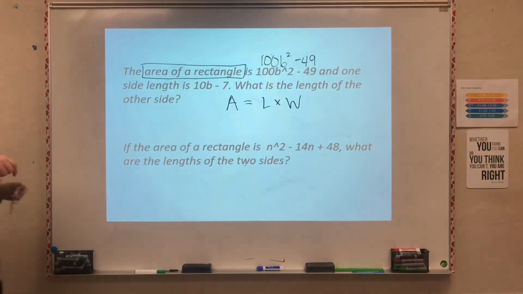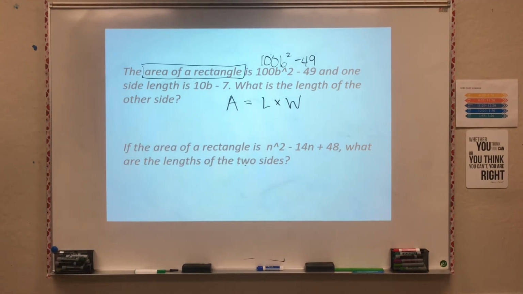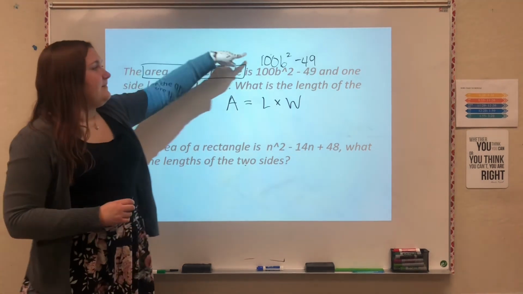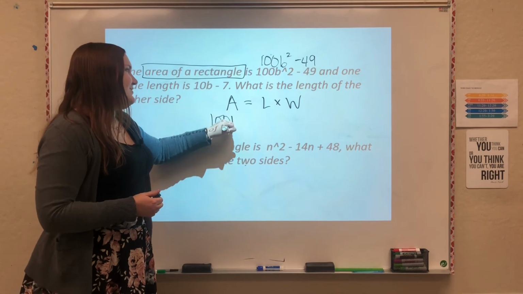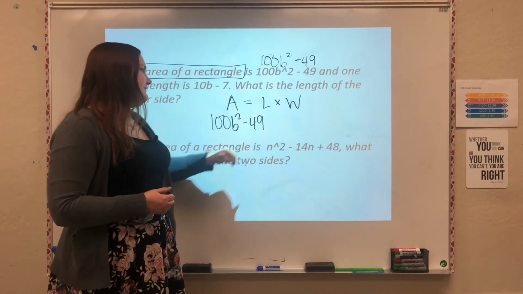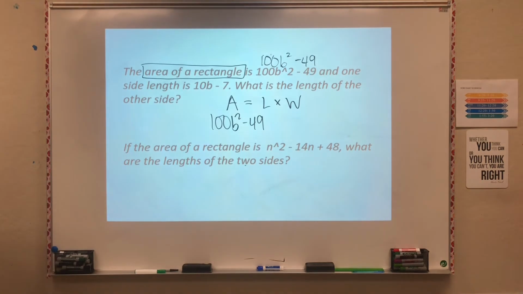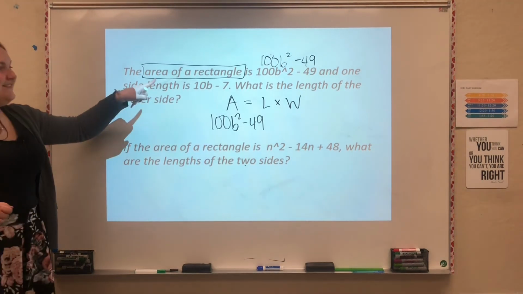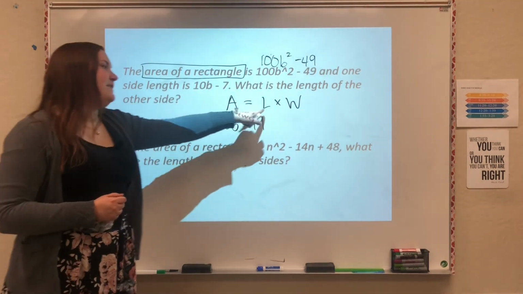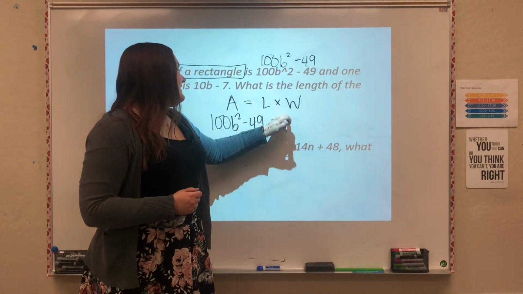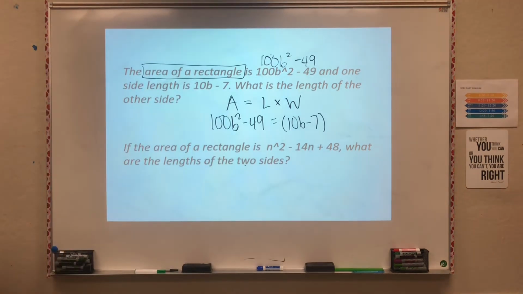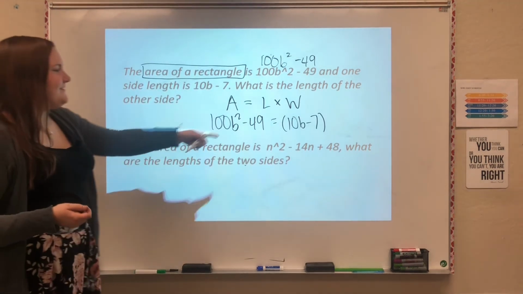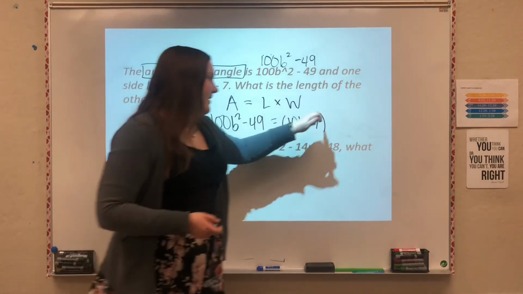You're using that formula, area equals length times width. This is going to be important in understanding what this problem is asking. So what are they saying? They're saying the area is this. So we know the area. We know the area is 100b squared minus 49. We also know something else. We know the length is 10b minus 7. So I know this part here. The length is 10b minus 7. What we're trying to find is the length of the other side. We're trying to find what this other part here is.